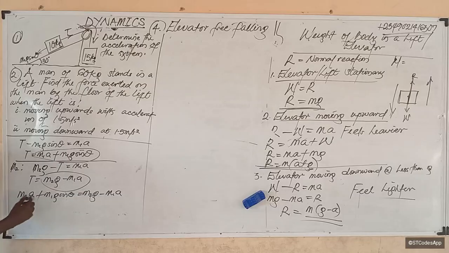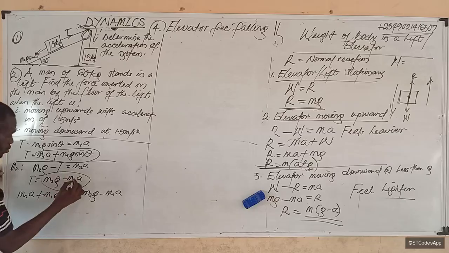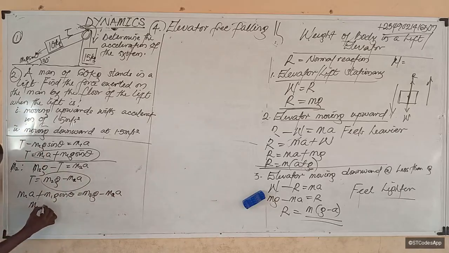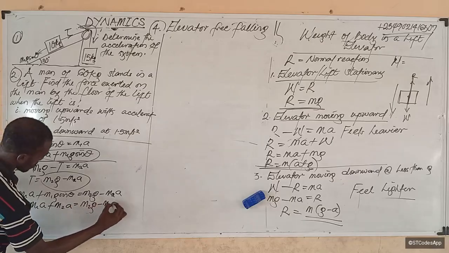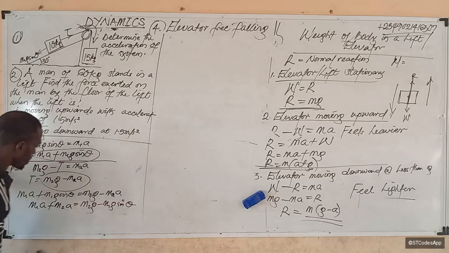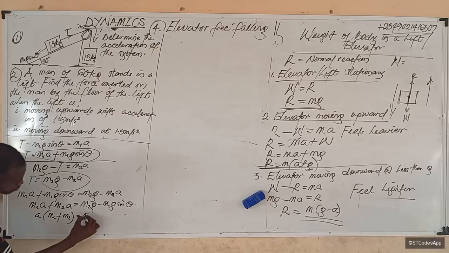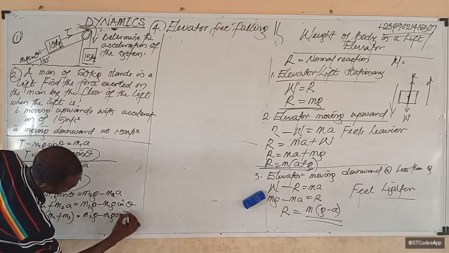By the time you collect like terms, we have M2G minus M2A, acceleration on body 2. Acceleration on body 2, please. M1A plus M2A is equal to M2G minus M1G sine theta. If that be the case, A into bracket M1 plus M2 is equal to M2G minus M1G sine theta.